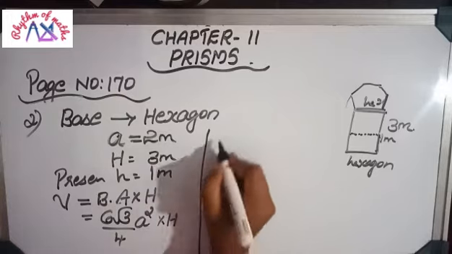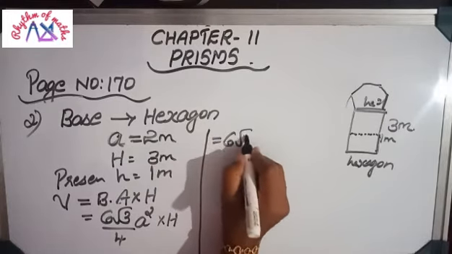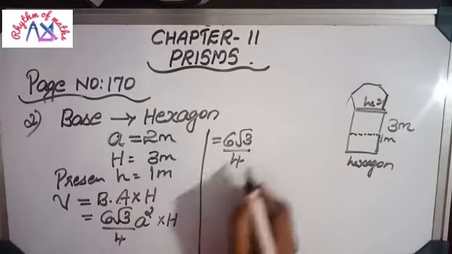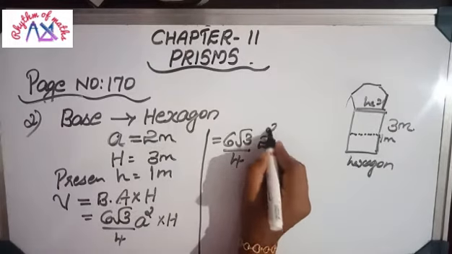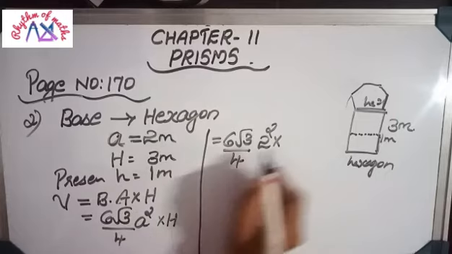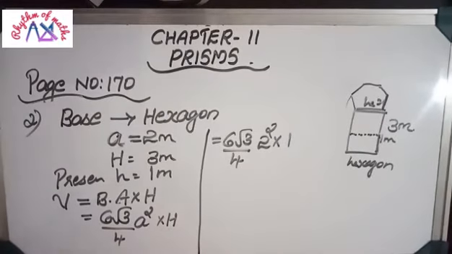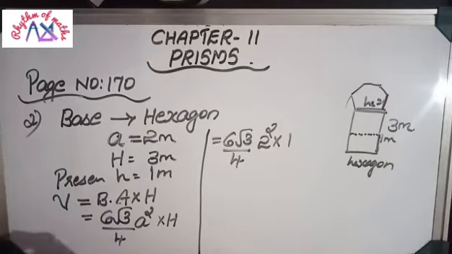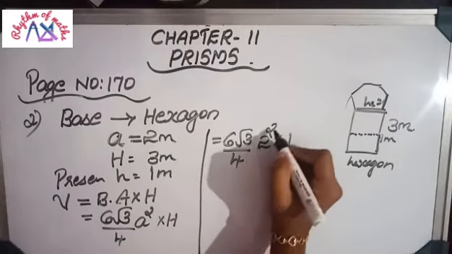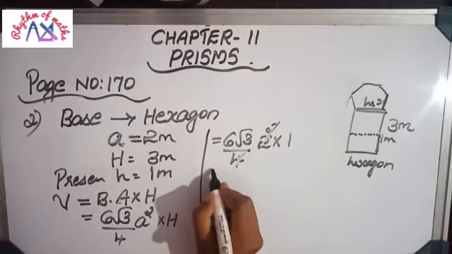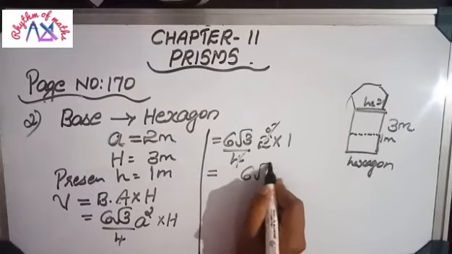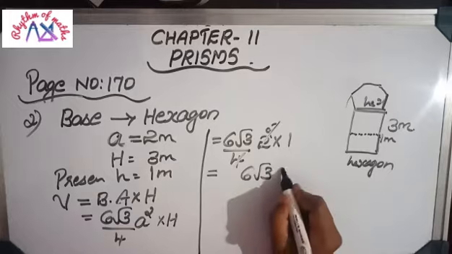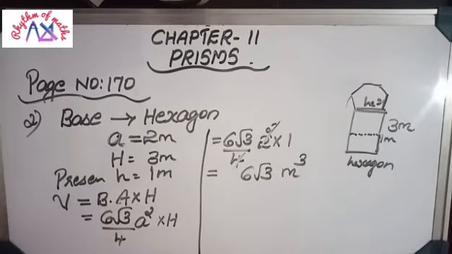Now side we already know, so that is equal to 6 root 3 by 4 a square, where a is 2 meter, so 2 square into height. It is 1 meter, because only up to 1 meter water is there. So height is 1 meter. Now 2 square is 4. This 4 and 4 we can cancel. So answer is 6 root 3. Okay, 6 root 3 meter cube is the answer.